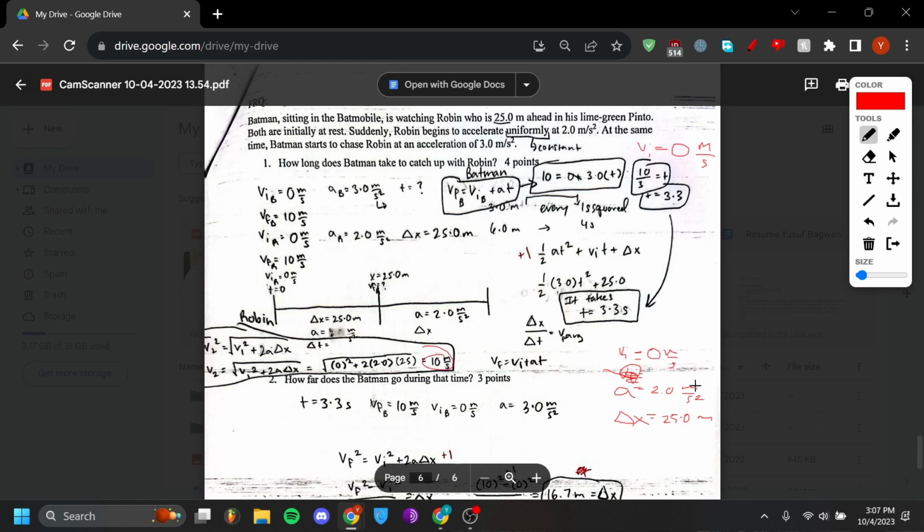So from this, we can already use this. Boom, it's 10 meters per second right there. We can find his final velocity, which is 10 meters per second. So velocity final of Robin is going to be 10 meters per second. And then plugging that back in, we can get that t equals 10 divided by 3, which is 3.3 seconds for him to get to that final velocity of 10 meters per second.